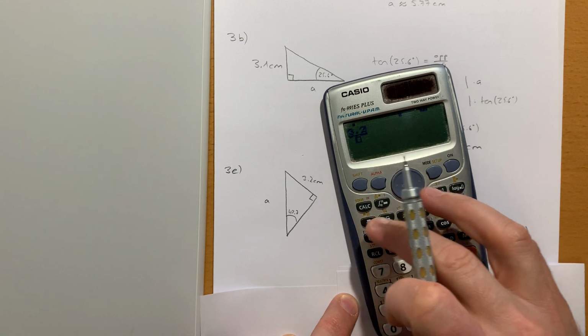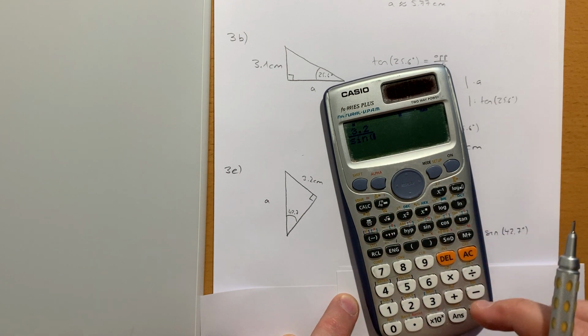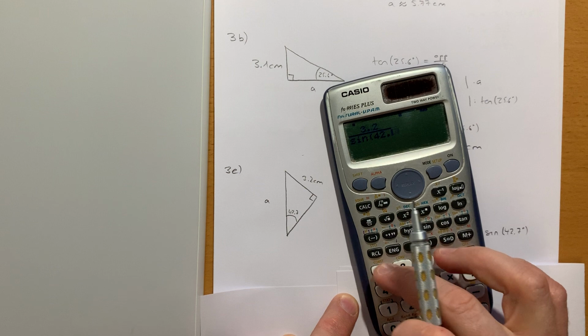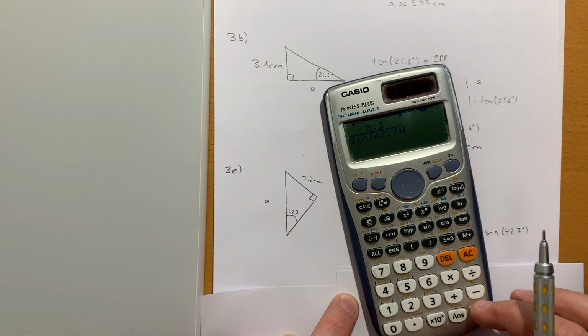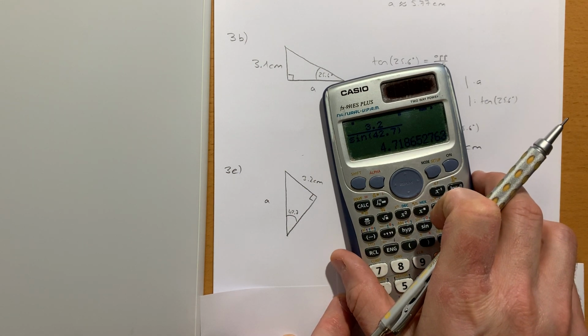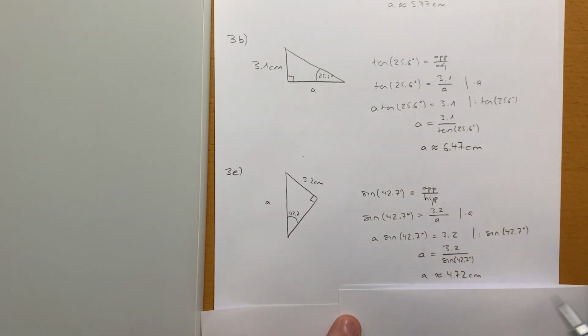3.2 divided by sine 42.7. Don't forget to close the brackets. And we get 4.72 when rounded to 2 decimals.